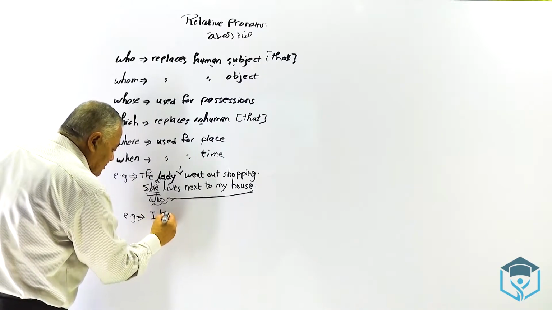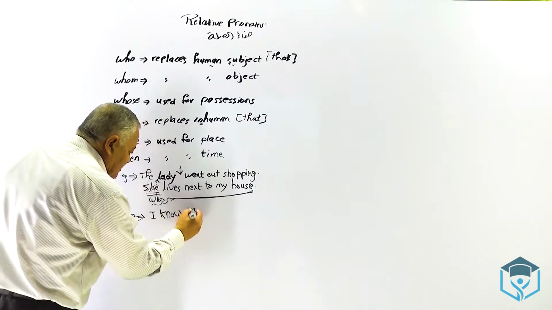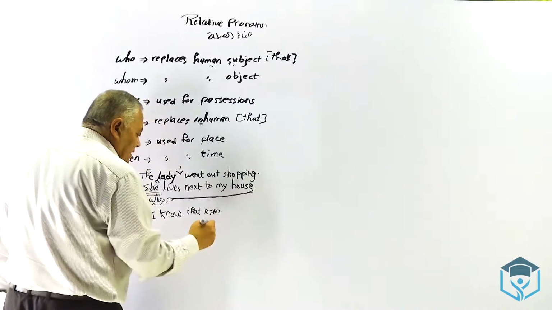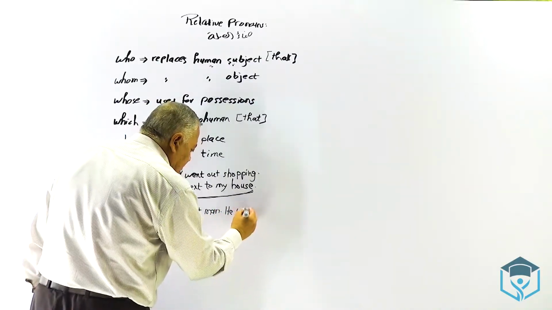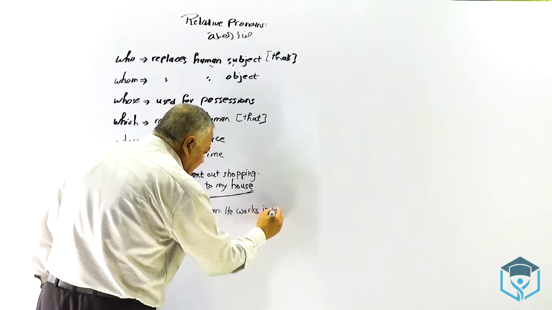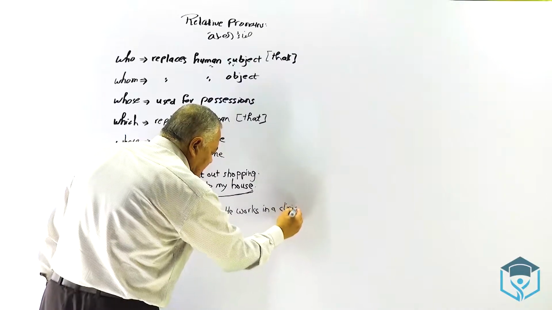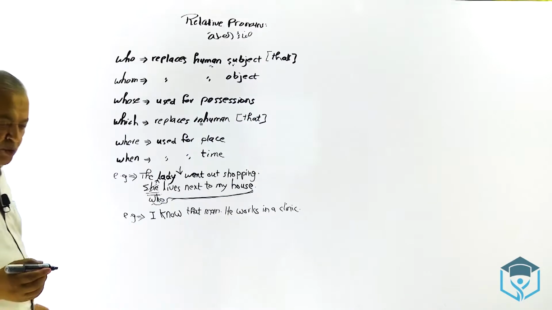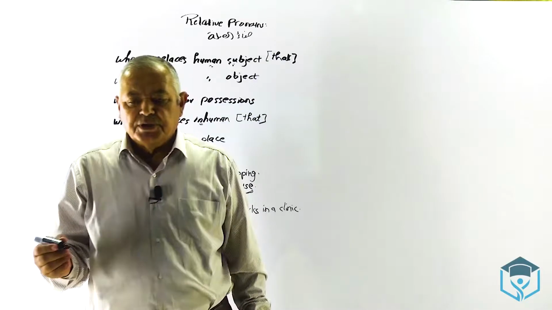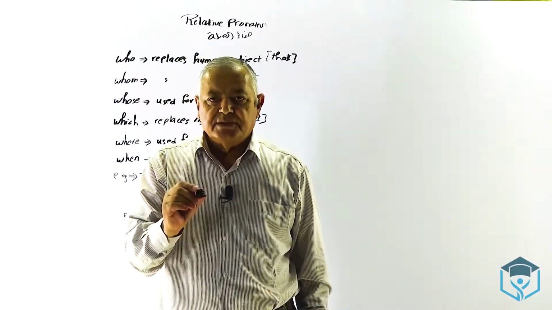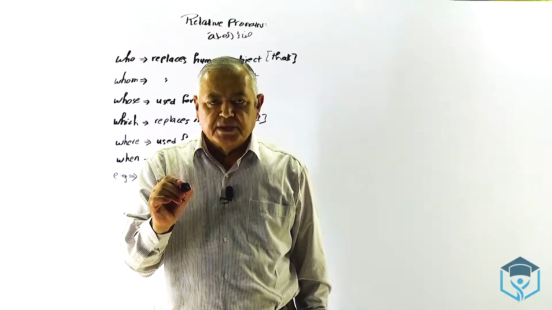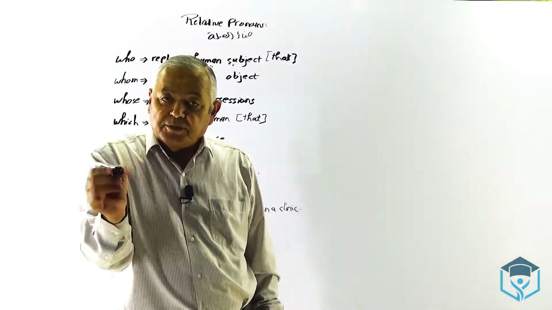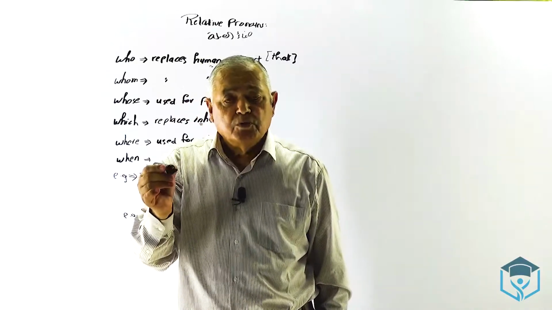Second example. I know that man. He works in a clinic. These are two sentences. We want to put these two sentences together to make one sentence. This is called sentence combination. Combine sentences, join them together, ربط الجمل, by using who, whom, whose, which, where, and when.